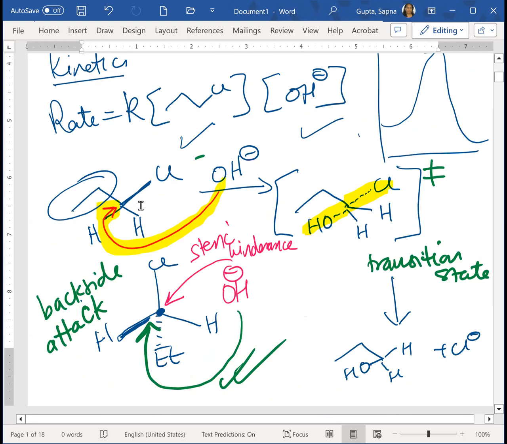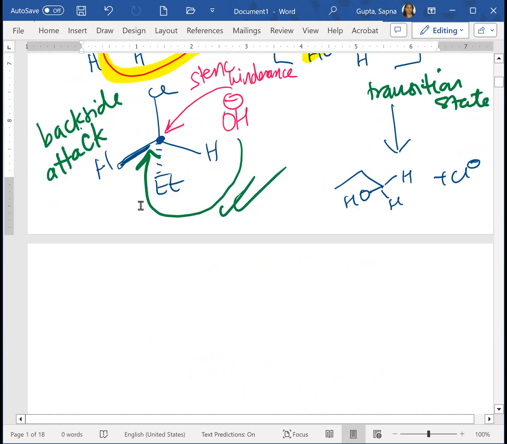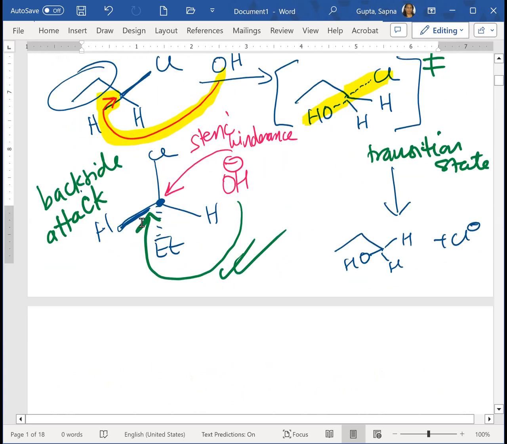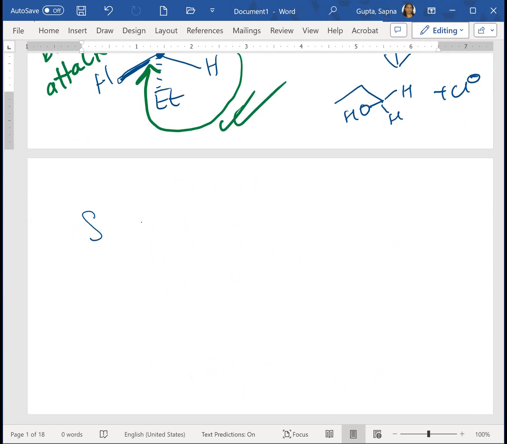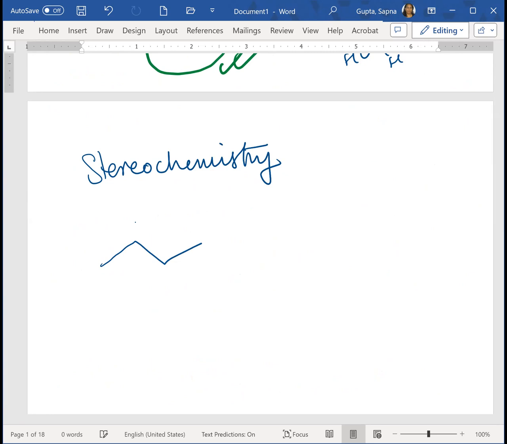Okay, but before I go on to the next mechanism, I need to point out one thing here, and that has to do with the backside attack. Because this is a backside attack, we have to talk a little bit about stereochemistry. So for example, let's take something like this. The Cl is coming out at you, the hydrogen is going behind.